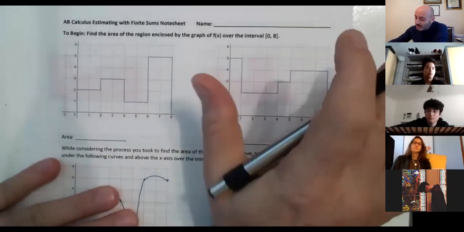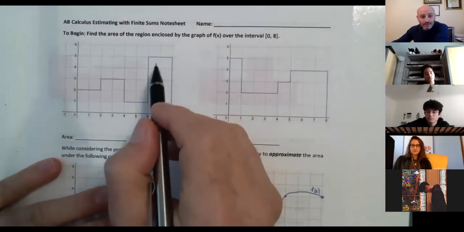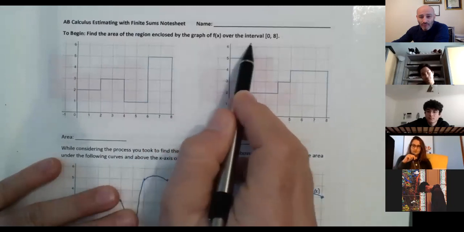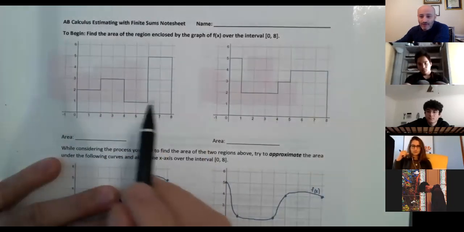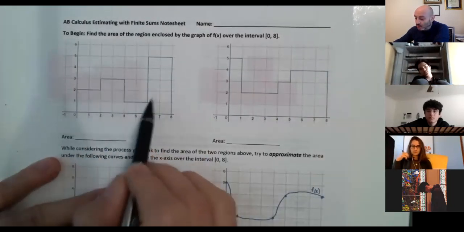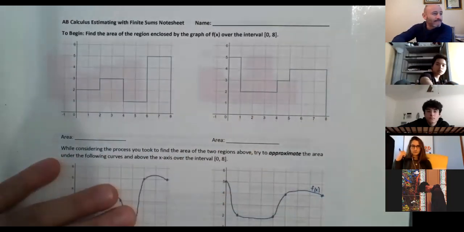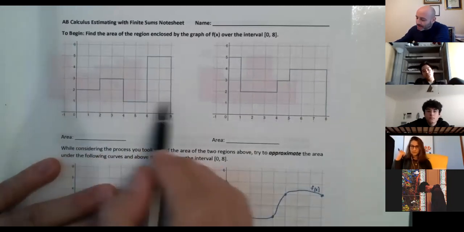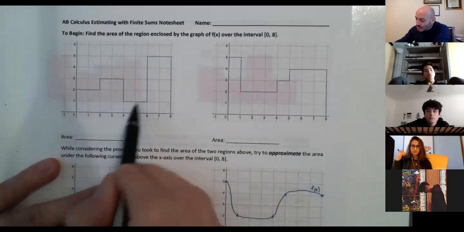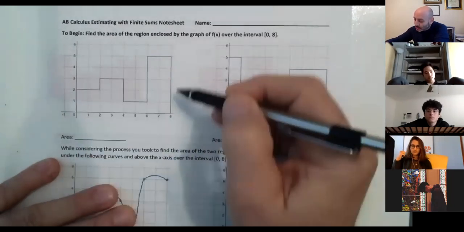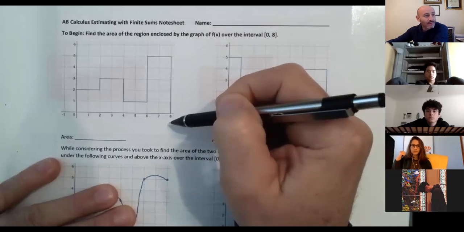So first thing, the first idea is find the area of the region enclosed by the graph of this function over the interval from 0 to 8. So the function is the blue line, okay? And we want to find the area between the function, the x-axis, and the lines x equals 0 and x equals a.